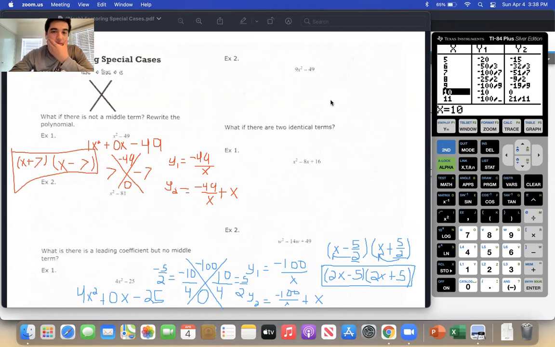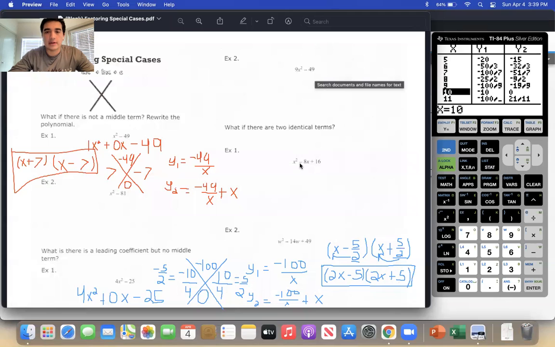The third type of special case, because we're gonna skip this example up here because I don't have a lot of room, is this one right here. Okay, so now it says, what if there are two identical terms? Okay, so that might not make sense right now, but it will in a little bit. So the first equation is x squared minus 8x plus 16. Okay, so in this one, I'm not missing a term, right? So we can just go about this like normal.